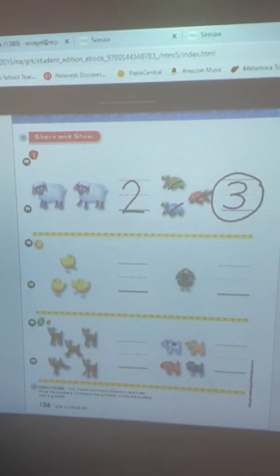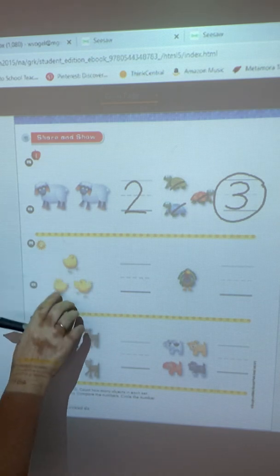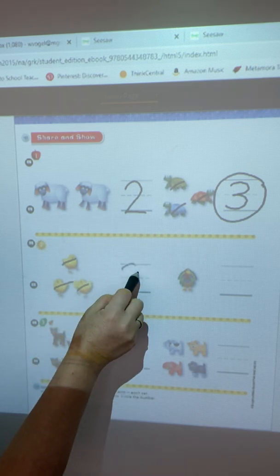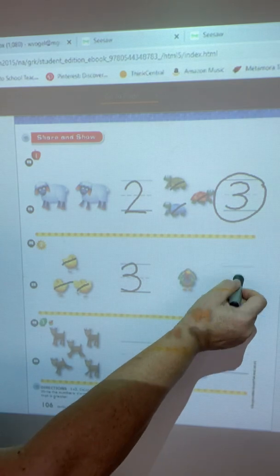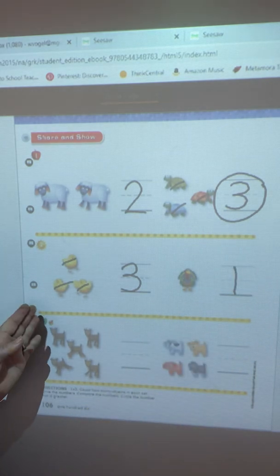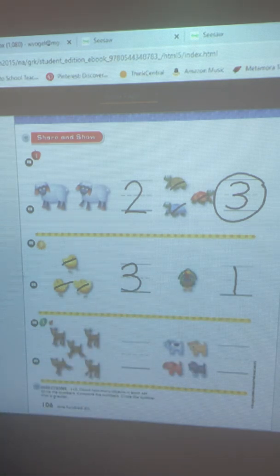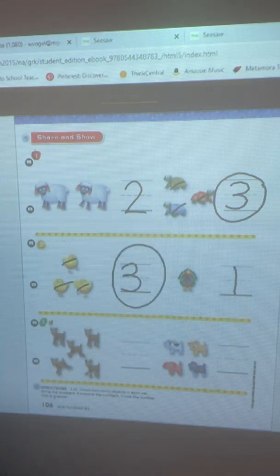It is greater. Let's look at number 2 here. We've got some little chicks. How many chicks do you see? There's a set of 2 and 1 more. 2 and 1. 1, 2, 3. And how many turkeys do you see? 1. Just 1. Now if we compare, which number is greater? 3 or 1? Which one is bigger or greater? If you said 3, you are absolutely correct.